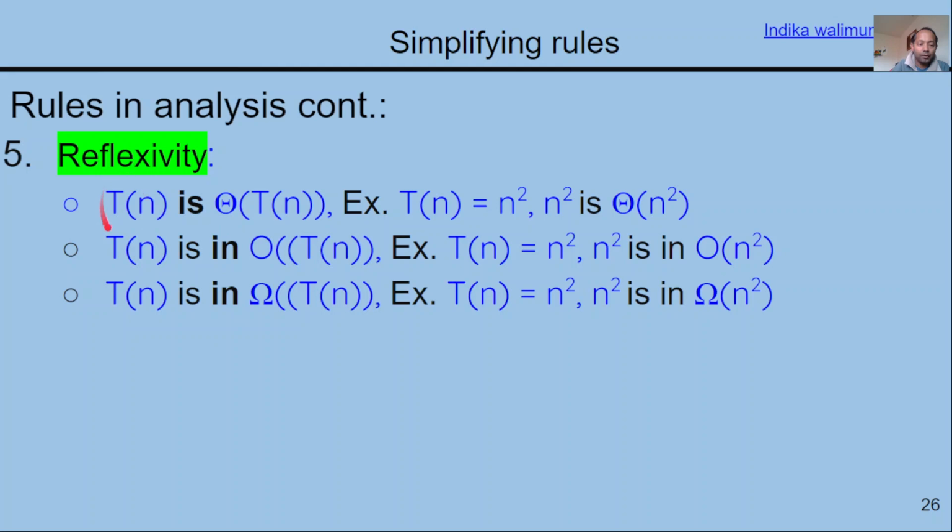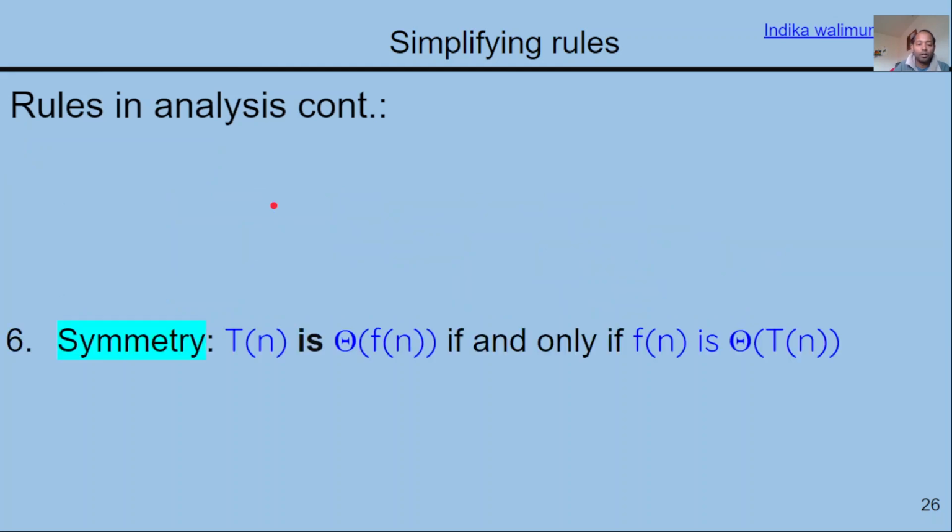Notice it's the same function, and here as well, the function itself is in the same analysis. All right. Symmetry. So if T(n) is in big theta of F(n), then basically F(n) also is in big theta of T(n).